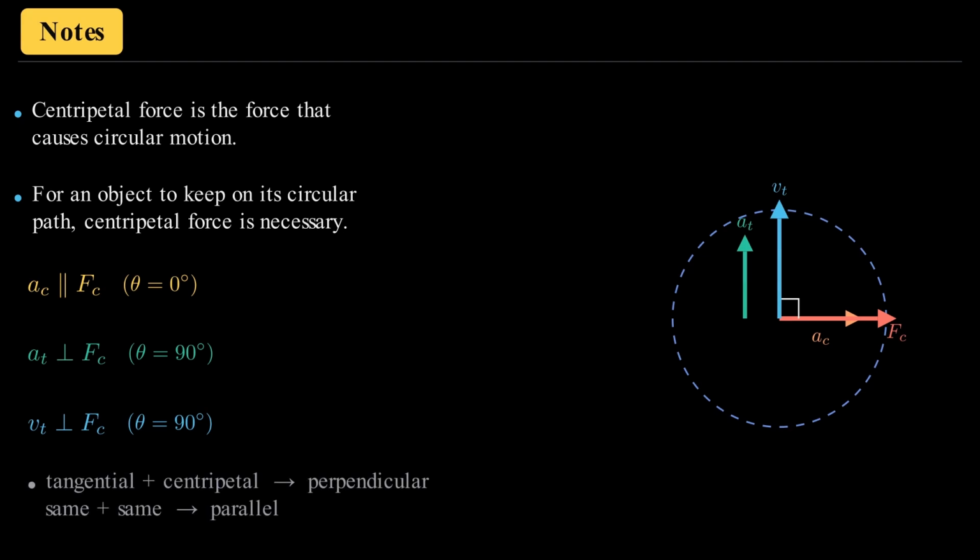There is a really easy way to remember this. Whenever you have tangential and centripetal, it's going to be perpendicular. Whenever you have tangential and tangential, it's going to be parallel, or the angle is going to be 0. For example, look at centripetal acceleration with centripetal force. It's the same, centripetal and centripetal, so the angle is 0. But look at tangential acceleration and centripetal force. You have tangential and you have centripetal, so the angle is going to be 90 degrees. This is a really easy way to remember. Now take a look at the following questions and see if you can solve them.